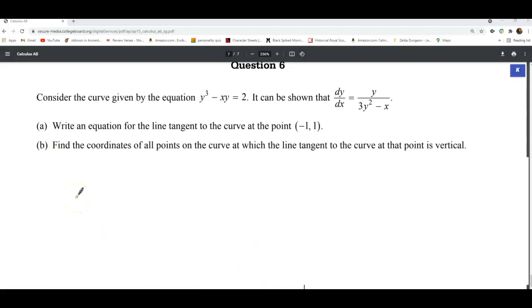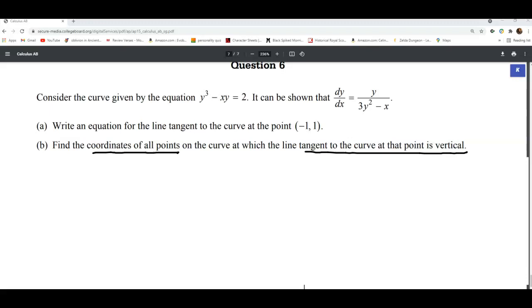So this one here says, find the coordinates of all points. So that means there might be more than one answer. So find the coordinates of all points on the curve at which the tangent line to the curve is vertical. All right, so that's a weird question, and they're going to throw weird ones at you sometimes. So you got to start thinking a little bit. So let's go through a mental process here.